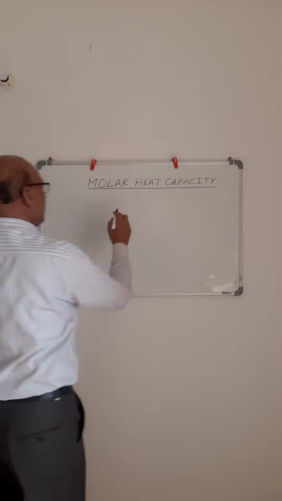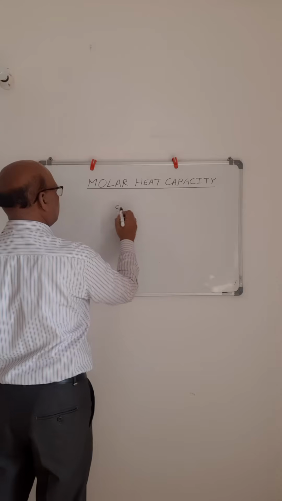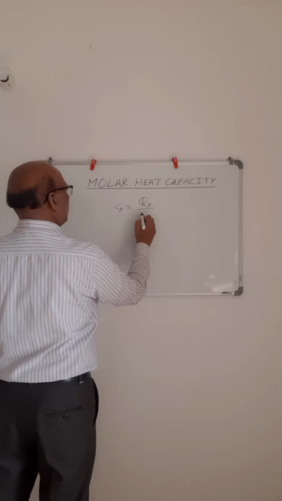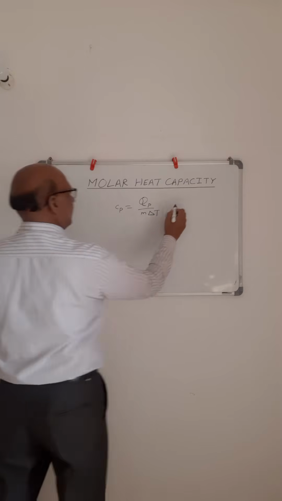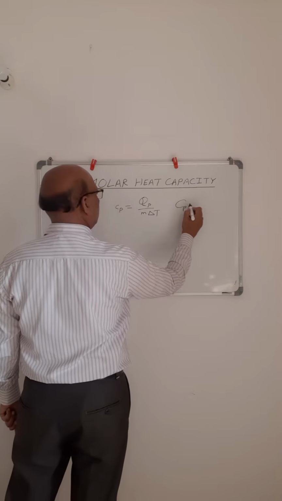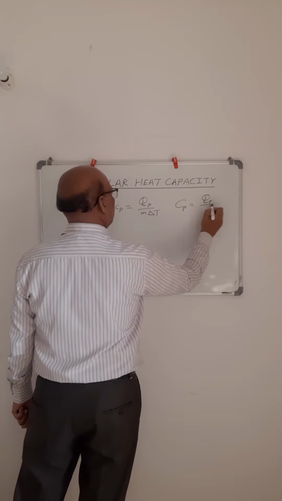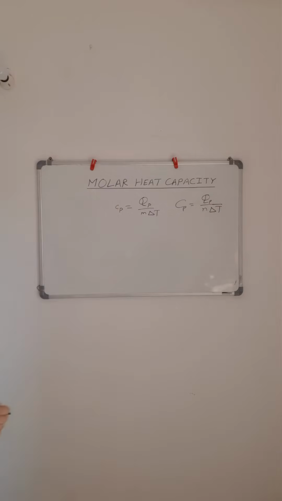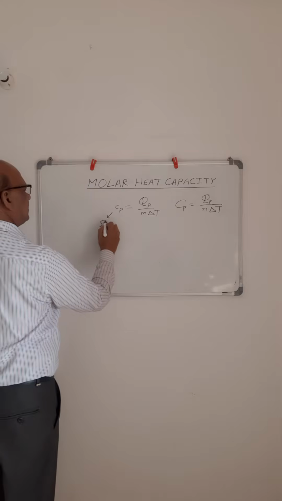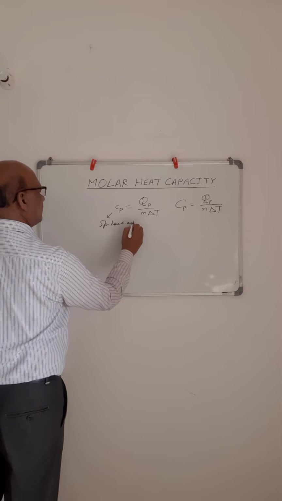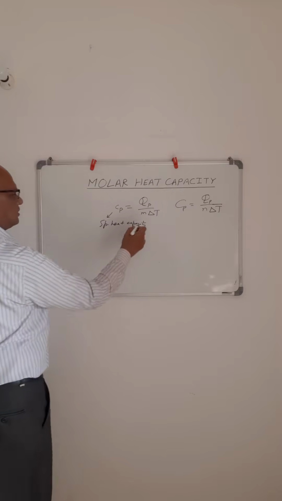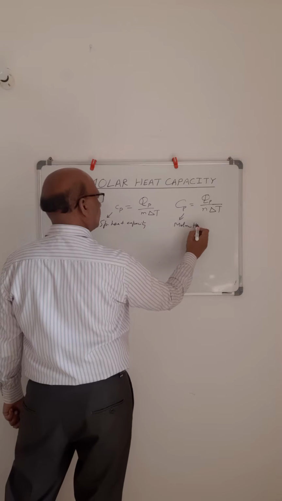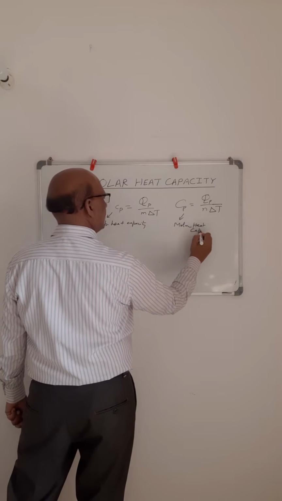So we can say that small cp, that is the specific heat capacity, I can write as Q at constant pressure divided by mass of the gas into delta T, and capital Cp, that is the molar heat capacity, is equal to Qp divided by number of moles of gas multiplied by delta T. Okay, and this is called the specific heat capacity of gas because it is per unit mass, and this is called the molar heat capacity of gas because it is per unit number of moles.